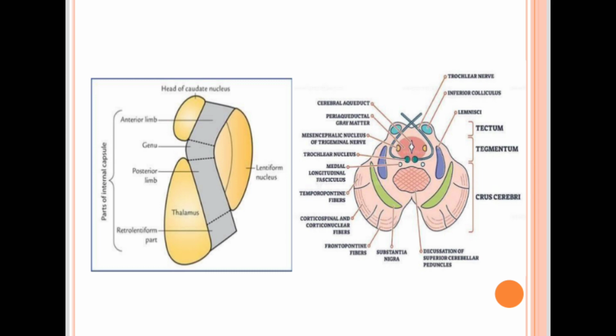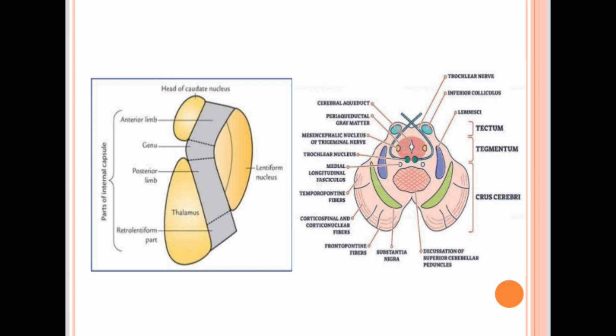So first is the anterior limb, then we have the genu, then the posterior limb, and then the retrolentiform part. Now let's talk about the transverse section of the midbrain. The first part, which is located most posteriorly, contains the inferior and superior colliculi.